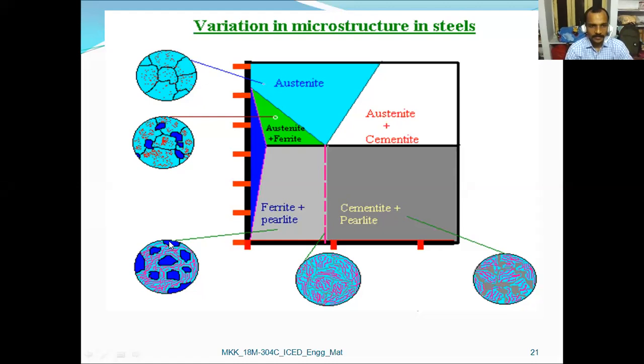The ferrite and pearlite combination is shown here in this form, ferrite and pearlite. And this is the cementite plus pearlite. This is the structure, and here it is austenite plus cementite. This is austenite, and this is austenite plus ferrite. We can have the change in the structure. And this is the austenite.